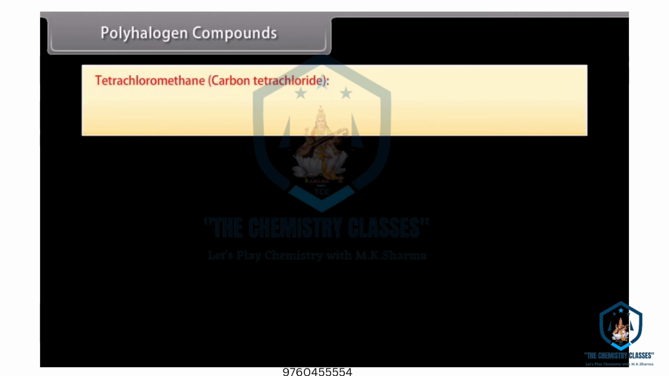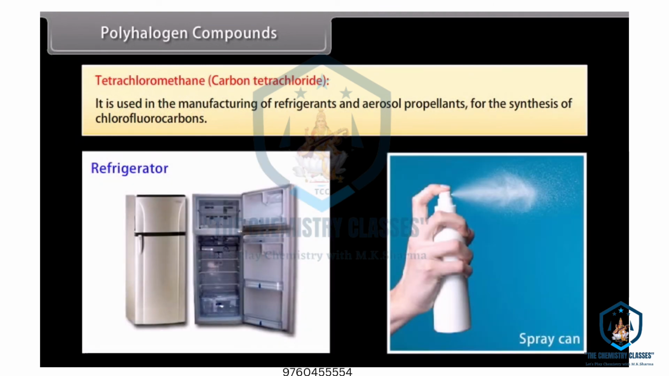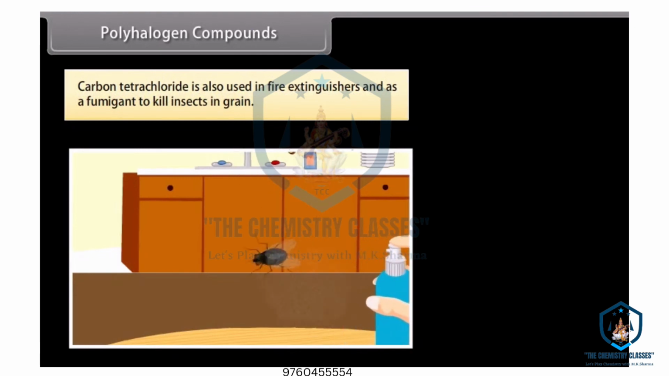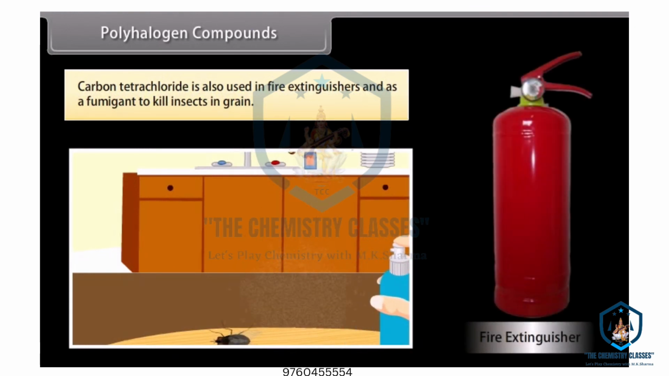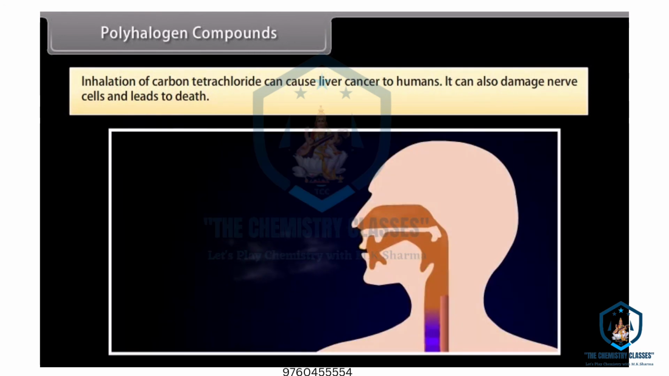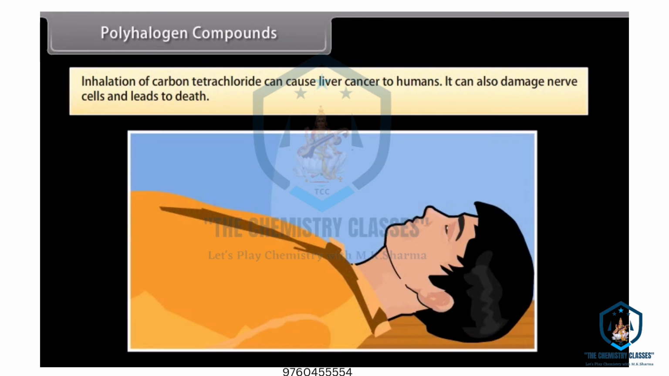Tetrachloromethane, carbon tetrachloride. It is used in the manufacturing of refrigerants and aerosol propellants for the synthesis of chlorofluorocarbons. Carbon tetrachloride is also used in fire extinguishers and as a fumigant to kill insects in grain. Inhalation of carbon tetrachloride can cause liver cancer in humans. It can also damage nerve cells and lead to death.